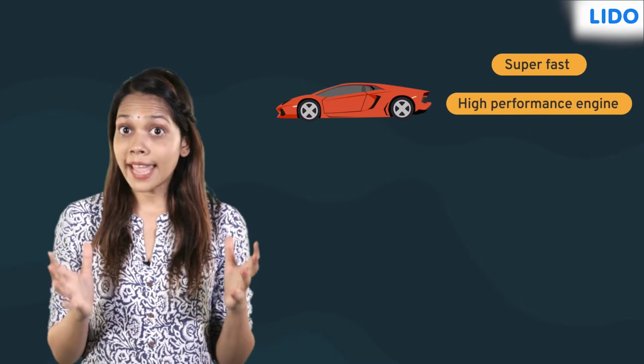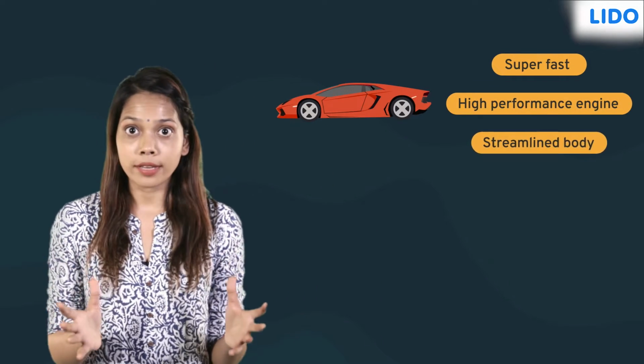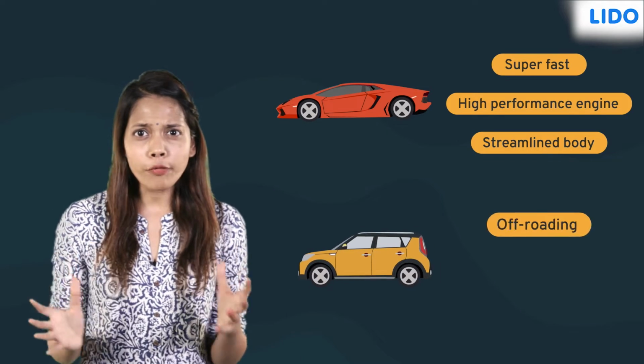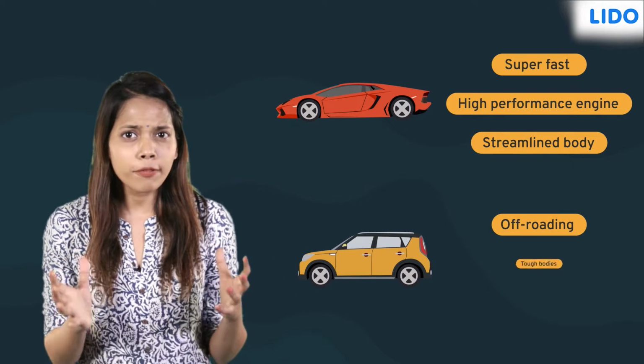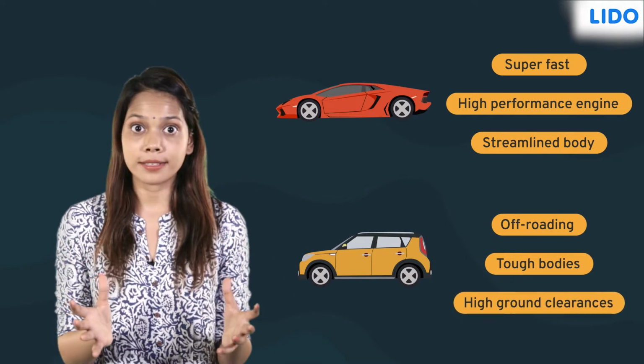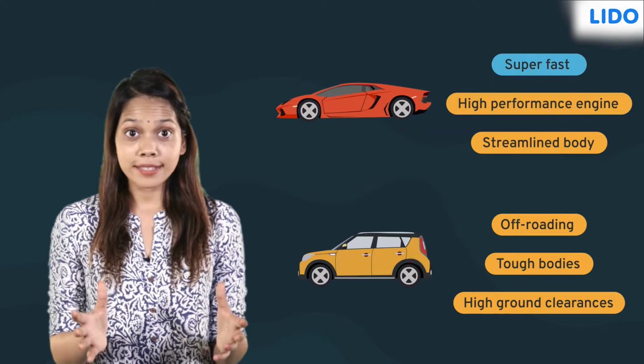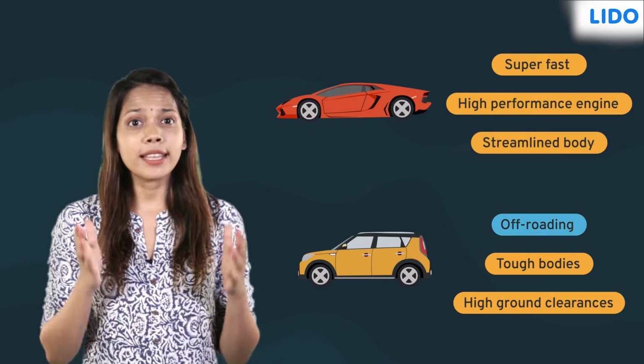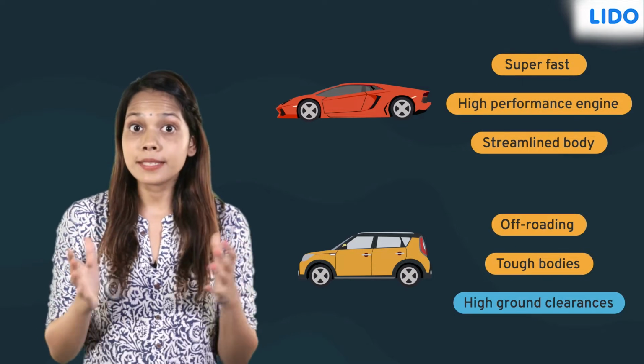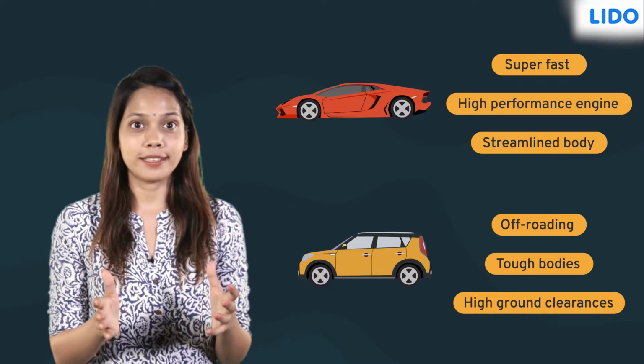I really love cars. Sometimes I'm not sure what my favorite category is. There are super fast sports cars with high performance engines and a streamlined body. There are the tough off-roading SUVs with their tough bodies and high ground clearances. These characteristics and features that are unique in each type and help us compare can be called properties.